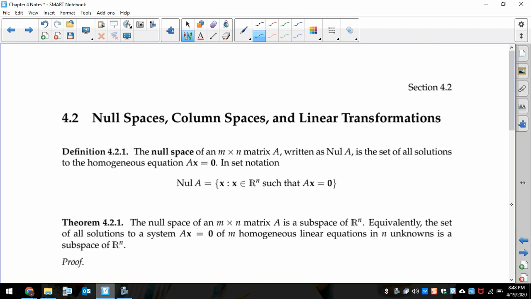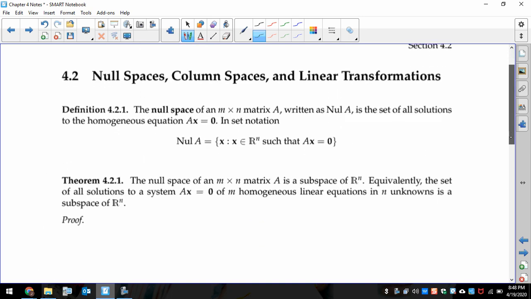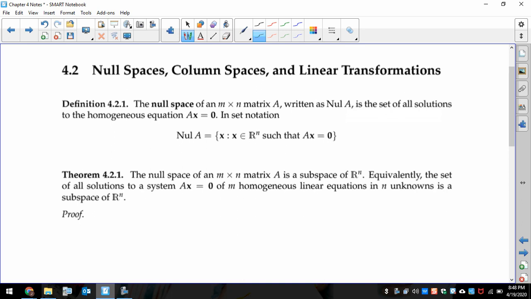Let's go ahead and get started on the next section, which is on null spaces, column spaces, and linear transformations. So what is a null space? Null usually means empty, or another way to think of it is the things that point to nothing, and that's the way we're going to be using it. So we have a matrix A, and the null space of A is a subspace of Rn. It's all x's so that A multiplied by x is the zero vector.